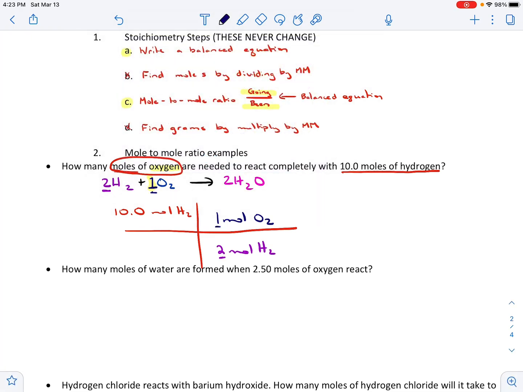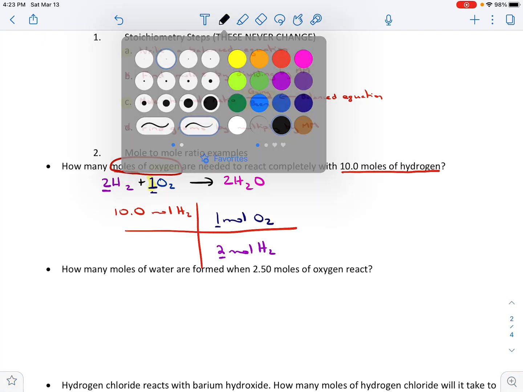And if we look at the chemical reaction and we read it officially, it says for every 2 moles of hydrogen, I need 1 mole of oxygen. Does that make sense? So if I have 10 moles of hydrogen, I need half that amount of oxygen because it's a 2-to-1 ratio. And so now we're ready to just do the calculation.